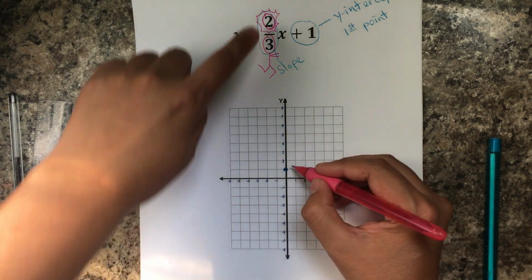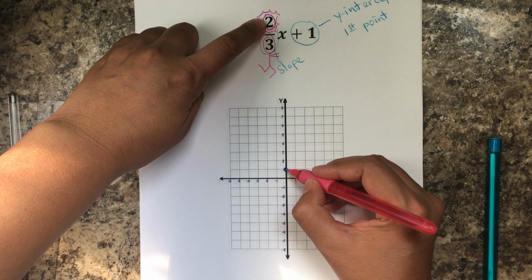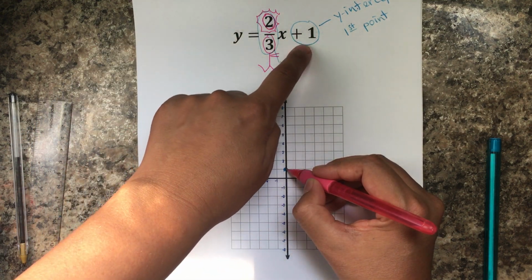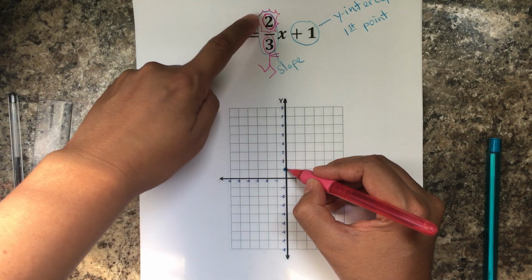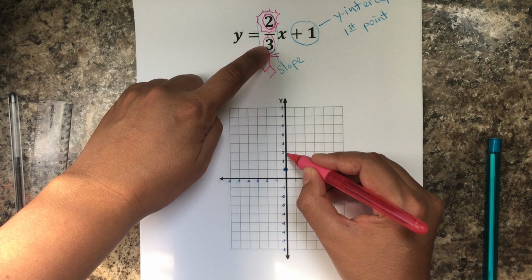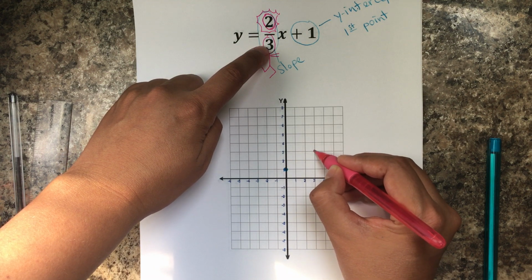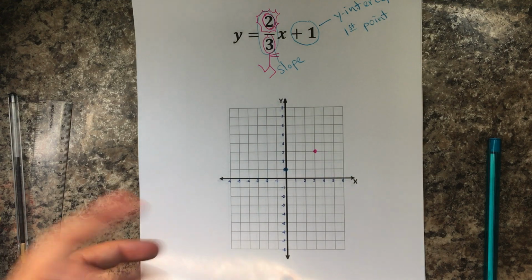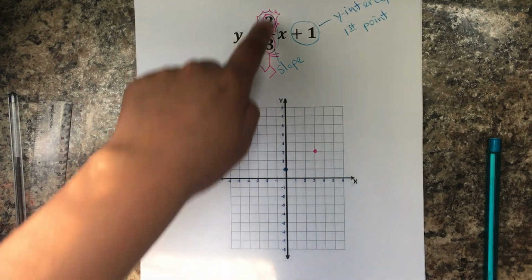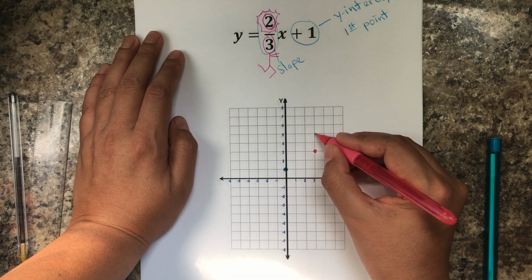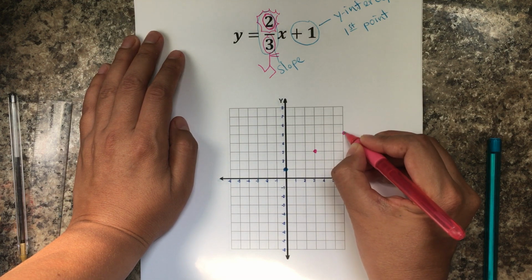Okay, positive 2, and you start counting from the point that you graphed first. Okay, first point, then since it's positive, you go up 1, 2, and then to the right 1, 2, 3. That's where you place your second point. The slope you can repeat as many times as you want.